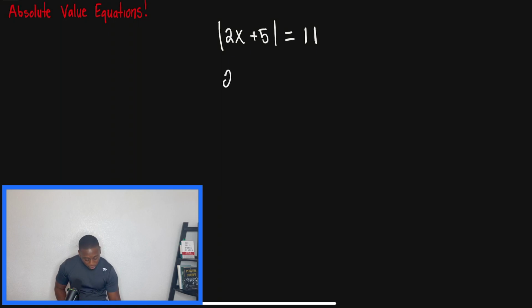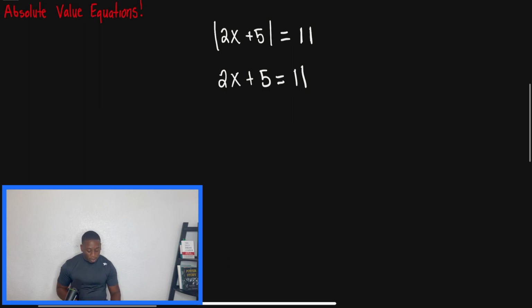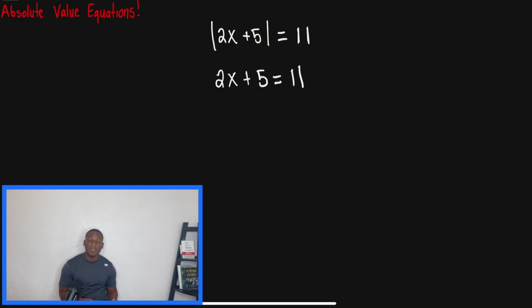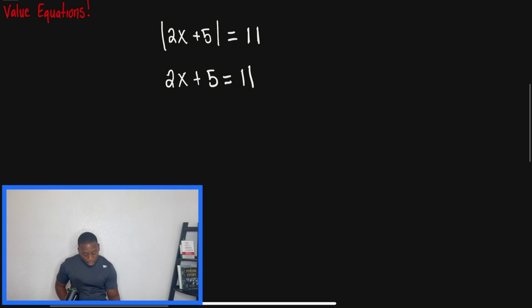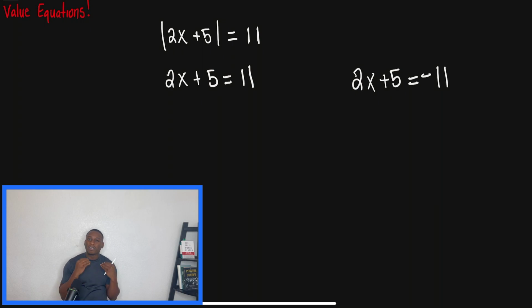So now the second step, right? We drop our brackets, and what we want to do is create two equations now. So we drop our absolute value brackets. We have 2x plus 5 is equal to positive 11. And then our second equation will be 2x plus 5 is equal to negative 11. And understand, guys, with absolute value, it's just the distance from 0, and 11 and negative 11 have the same absolute value. That's why there's two equations.